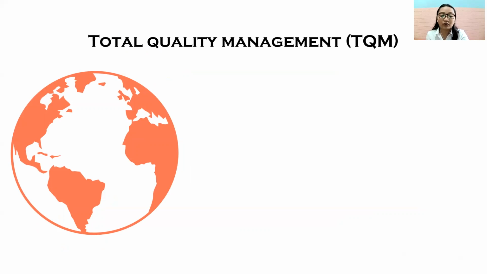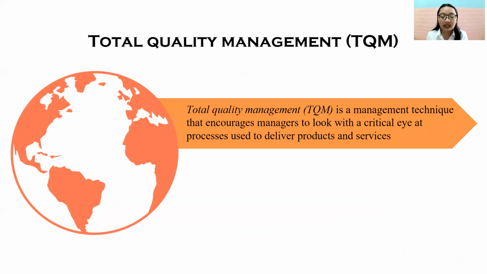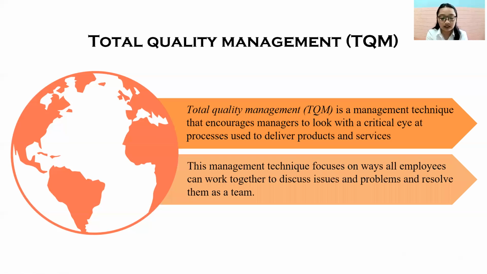Okay, now let's move on to the total quality management. So in connection with providing information, there is a term called TQM or total quality management, which is a management technique that encourages managers to look with a critical eye at processes used to deliver products and services. So managers must ask frontline employees and also the supervisors to question each step in the method they use to provide hospitality for guests.